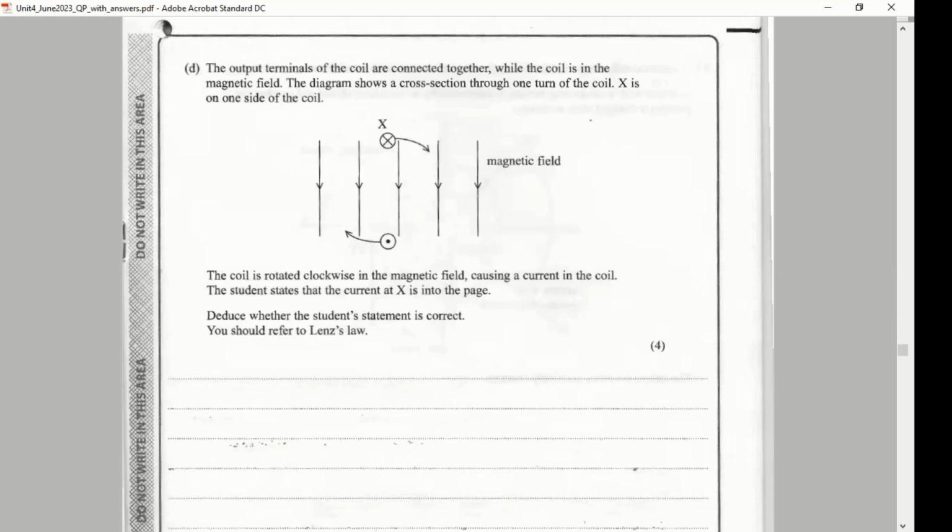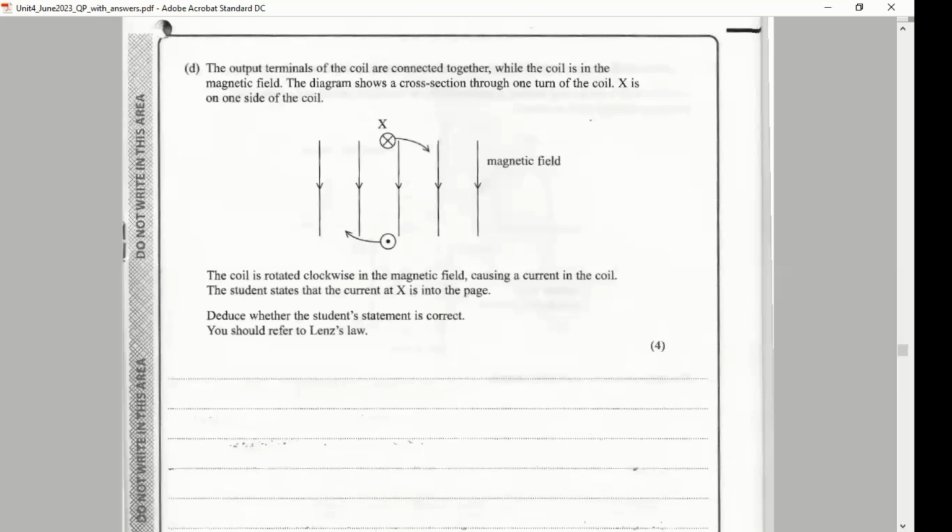The coil is rotated clockwise in the magnetic field, causing a current in the coil. The student states that the current at X is into the page. Deduce whether the student's statement is correct. You should refer to Lenz's law. I'm not sure where you're going to get 4 marks out of this.